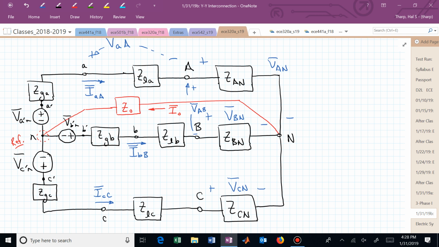Write KCL at little n. That's your quiz. What is a KCL equation at little n? And I would probably do it in phases or in steps or in stages. What's the cleanest way that you could now write a KCL equation at little n, in terms of some of the variables that are already identified in the circuit?